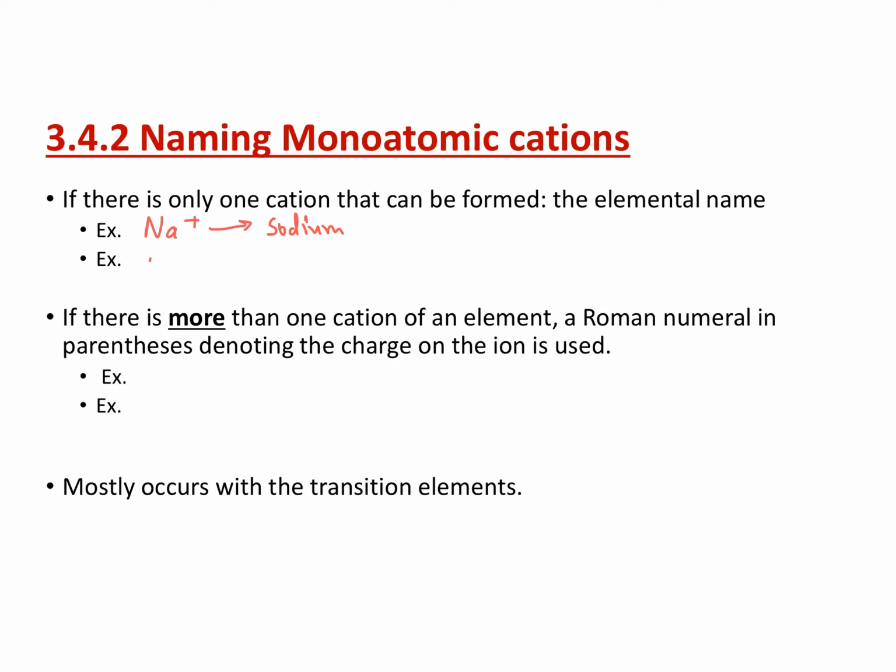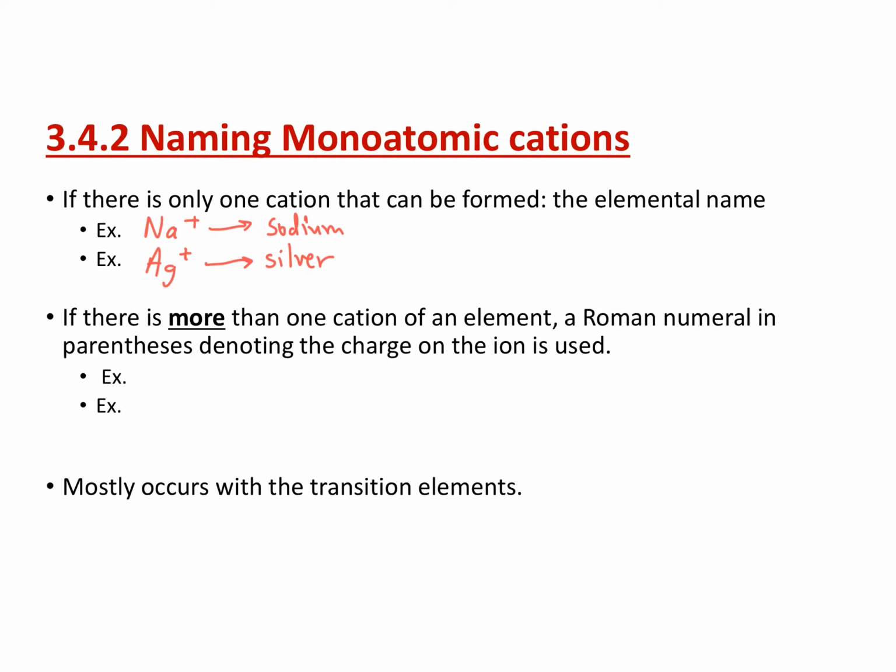Another example, from the transition metals, is silver. Silver only occurs in the +1 oxidation state. So when we're naming something with silver, I can just say silver, and we'll all know silver has a +1 charge. However, when we're working with a transition metal that has multiple charges available, we have to use a Roman numeral in parentheses to indicate what form we are using.